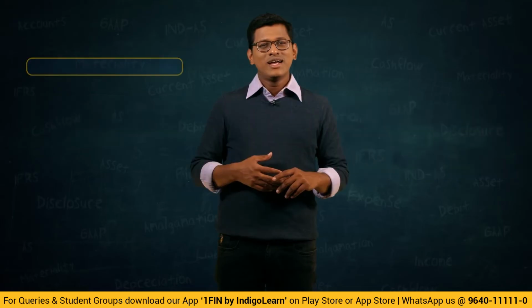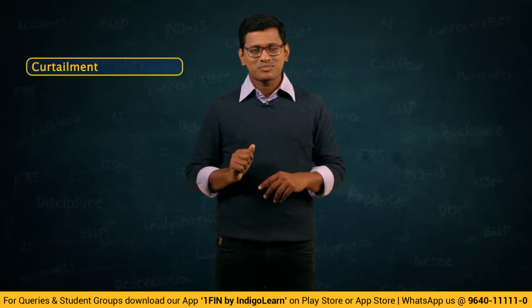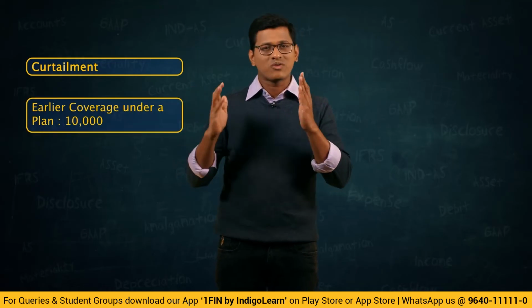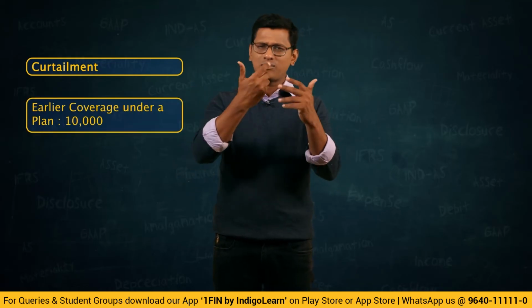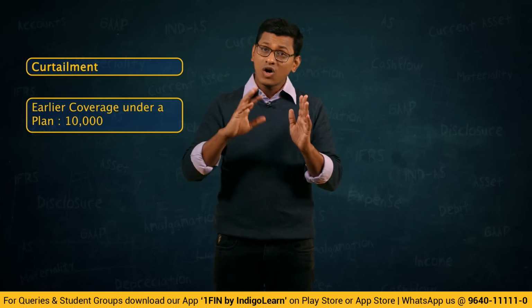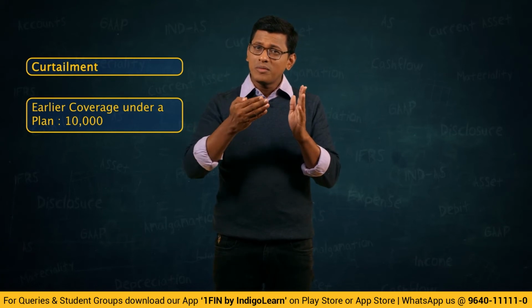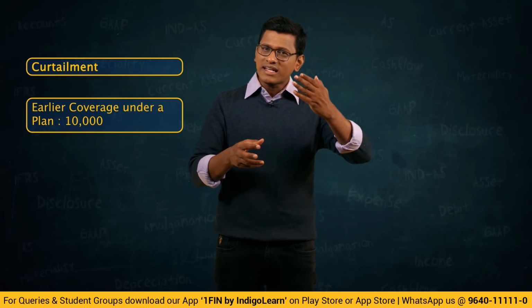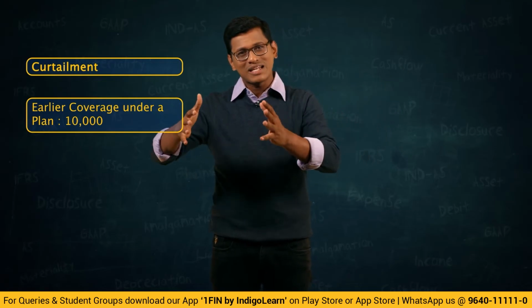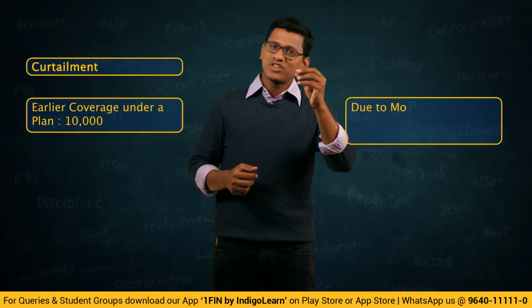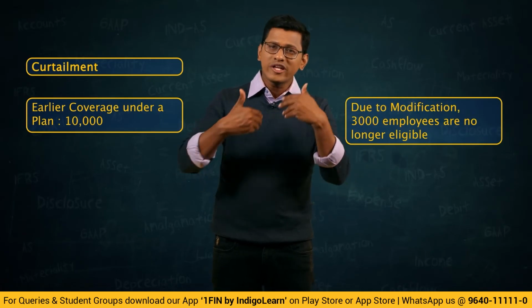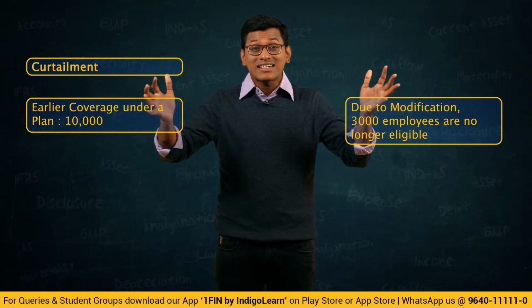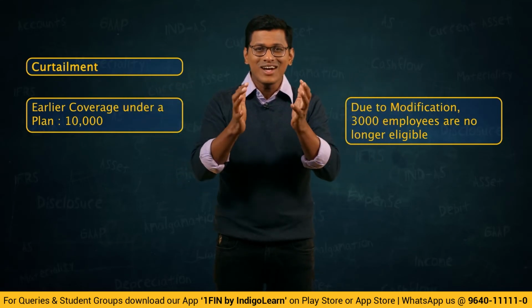The present value of that has to be recorded. Now let us talk about a concept called curtailment. Earlier, the plan covered, say, 10,000 employees who were working with us, maybe all the employees were covered by the plan. Now we made some modifications to that plan, and we removed one category of employees from the applicability of that plan. So maybe some 3,000 employees out of 10,000 going forward will not be eligible for that plan. So basically what have you done? You curtailed, you minimized the obligation.